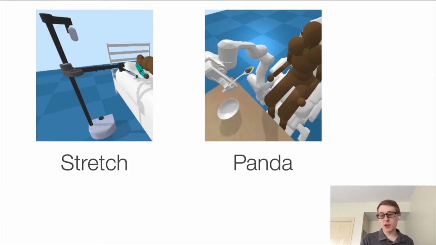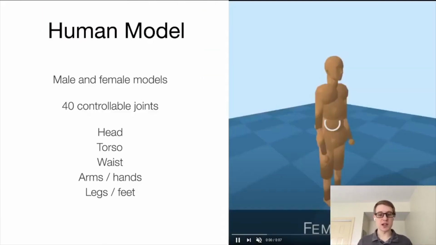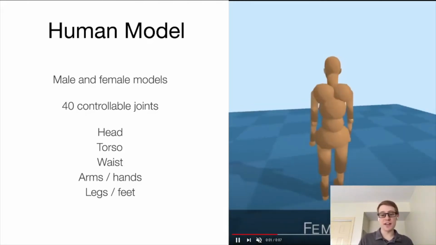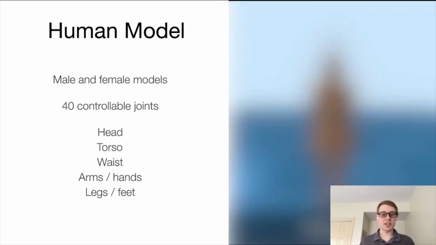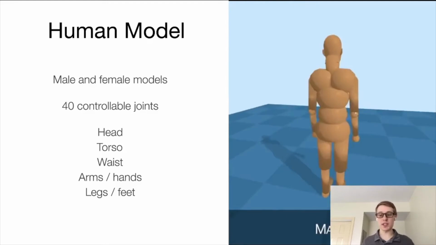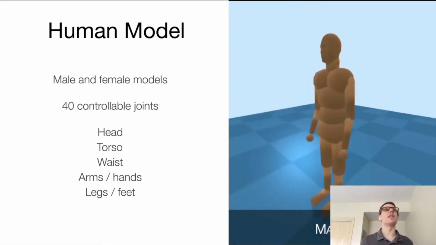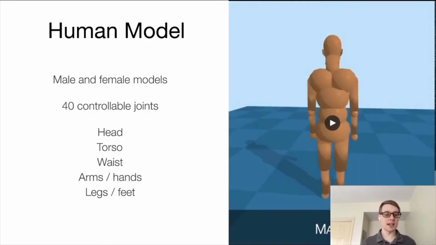With Assistive Gym, there are also human models, both male and female. Each of these models has 40 controllable joints, things like a 3 degree of freedom neck and head, a torso with a bendable waist, 7 degree of freedom arms, as well as legs and actuatable feet.